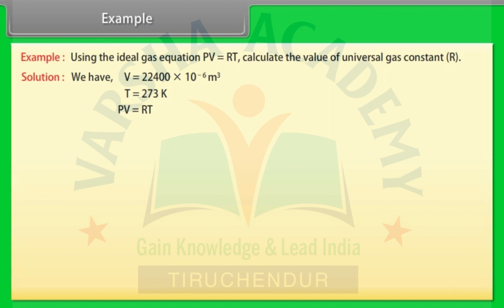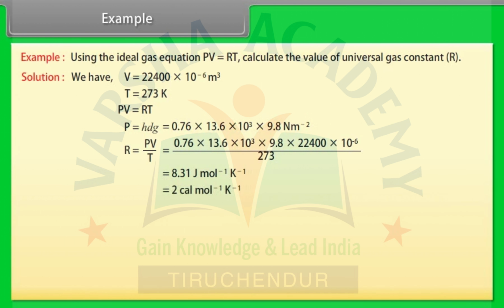PV is equal to RT. P is equal to 1 atmosphere. Now, we calculate value of R by putting the values. R is equal to PV by T is equal to 2 calorie per mole per Kelvin.